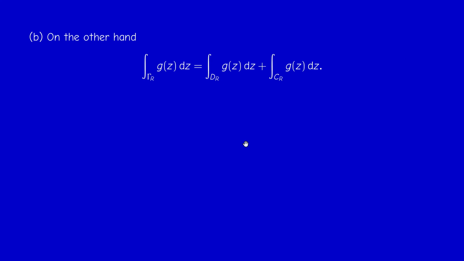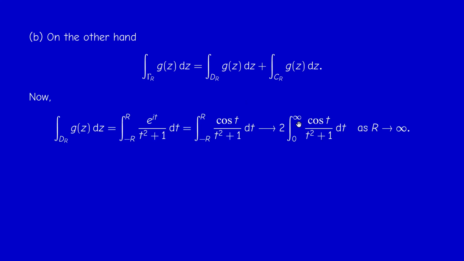Now, part B is easy. We write the integral over our loop as the sum of 2 integrals: the integral over the diameter D_r from minus r to r, plus the integral over the upper half circle C_R. So gamma r is D_r star C_R, the concatenation, juxtaposition or composition of these 2 paths. The first integral I can compute directly using the parameterization gamma of t equals t, for t between minus r and r, and the derivative is 1.